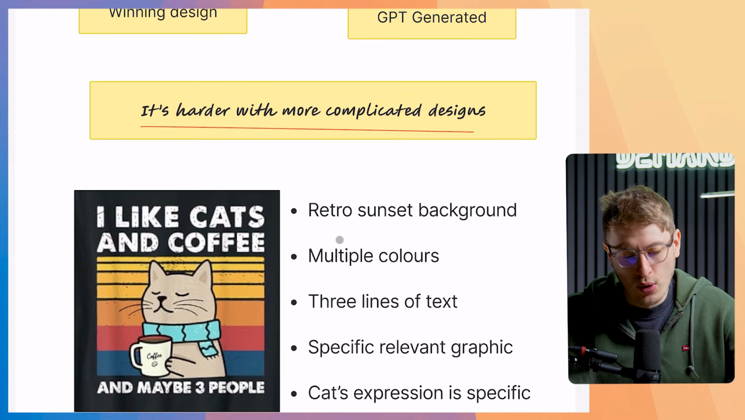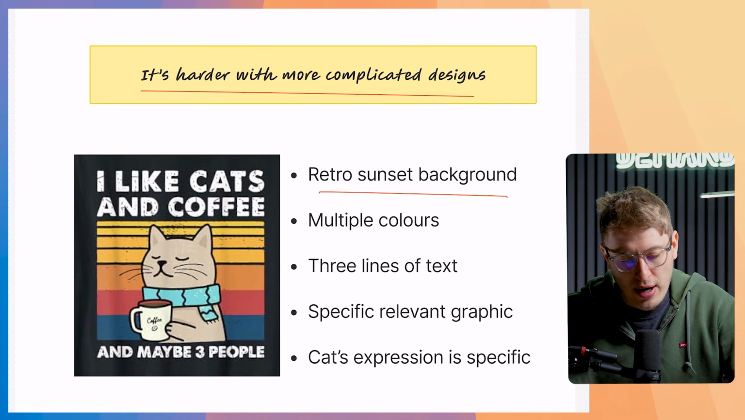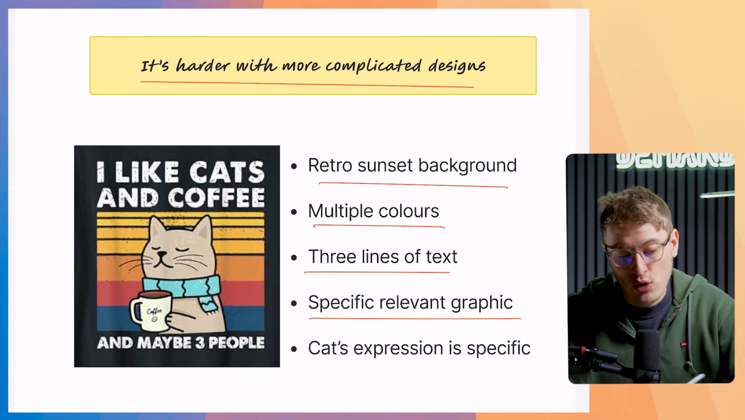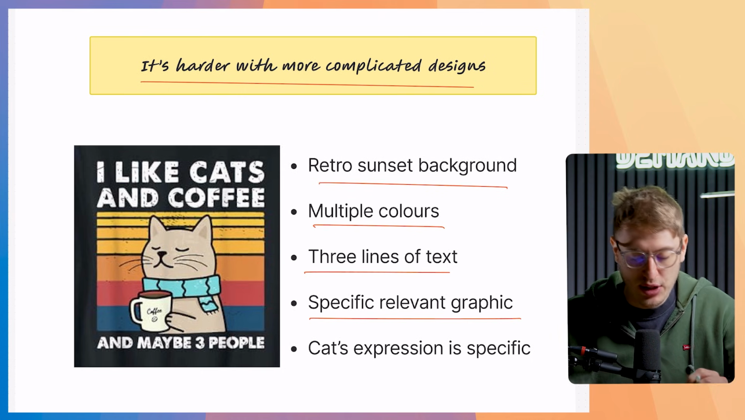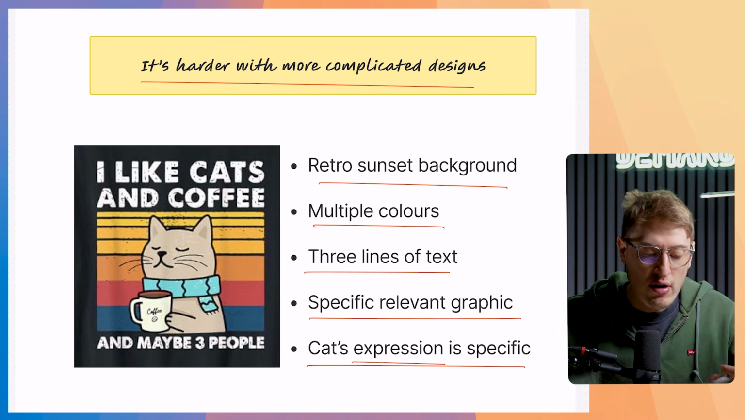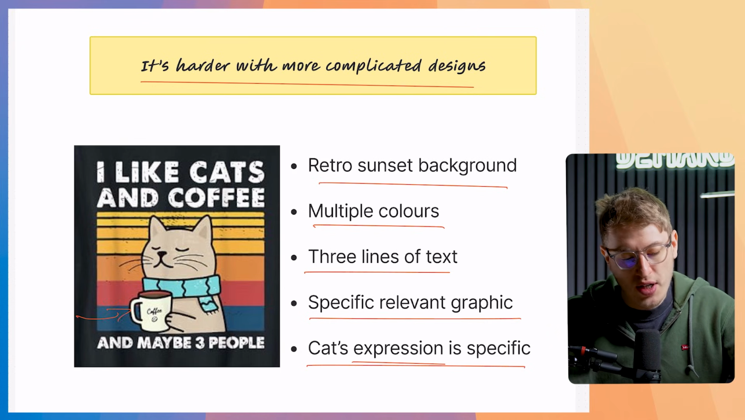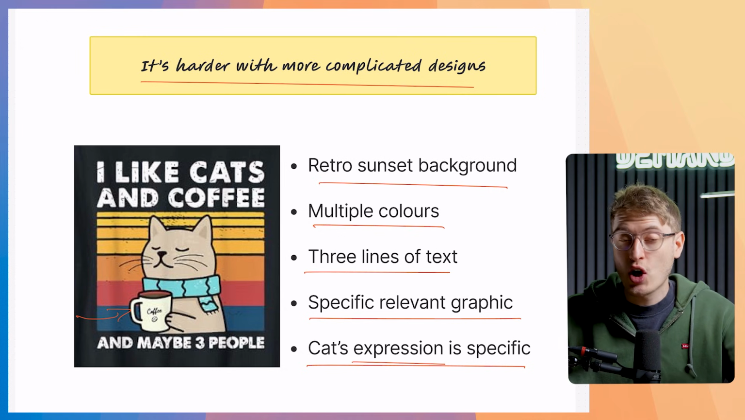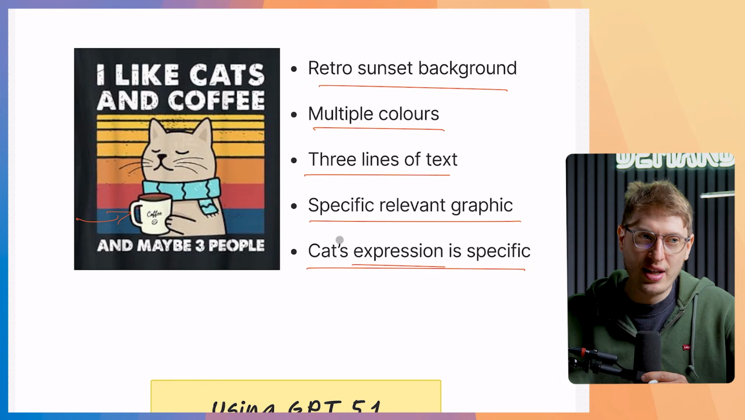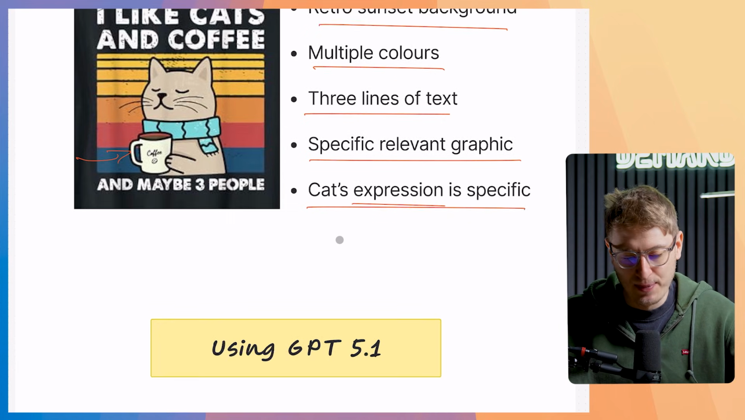So here's an example. This is a retro sunset background. As we can see, there's multiple colors. There's 3 lines of text. There's a specific relevant graphic of this cat being a bit stuck up, and, as I said, the cat expression. So this is a very, very specific design, holding a coffee cup. So this design could take quite a little bit more effort to create. A little bit more than the 20 seconds that the previous design took.